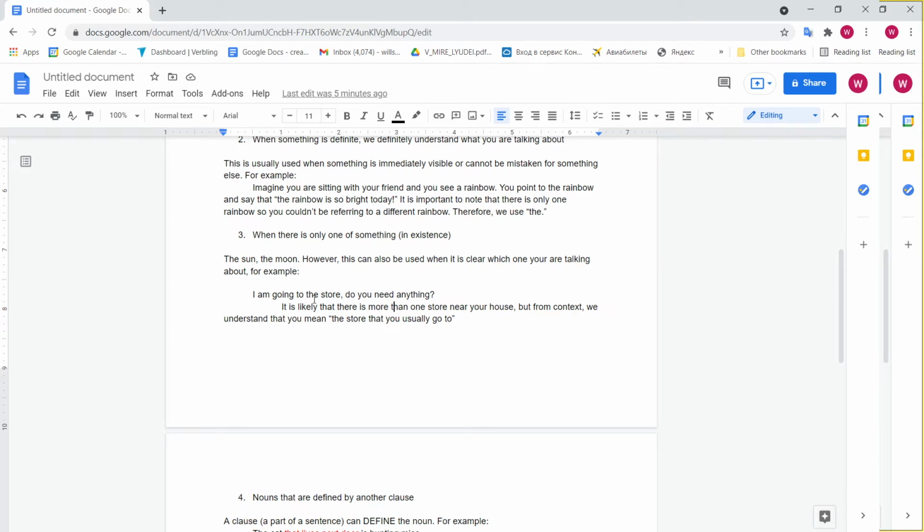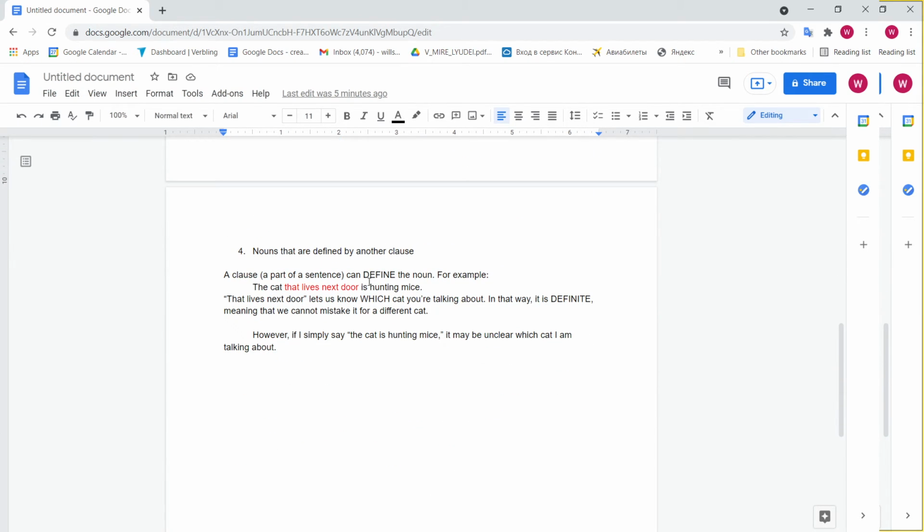So I hope that makes sense. It doesn't have to be a store. You could also say, I'm going to the bank. Of course, there are lots of banks, but you mean the bank that I usually go to, like this. Okay? And the last example is for nouns that are defined by another clause.